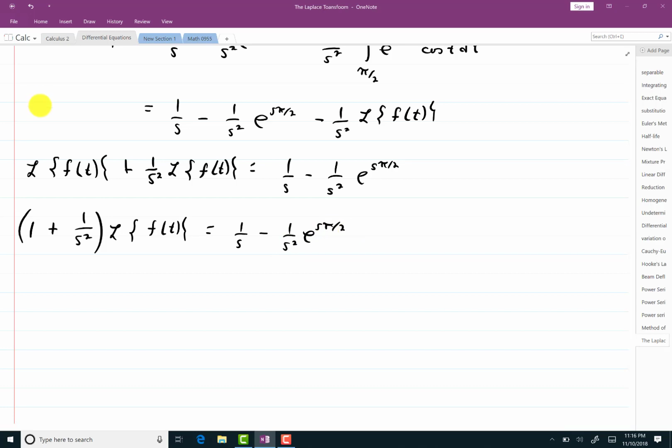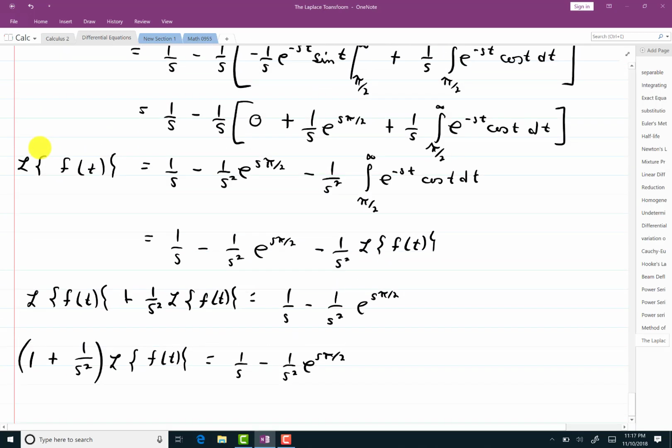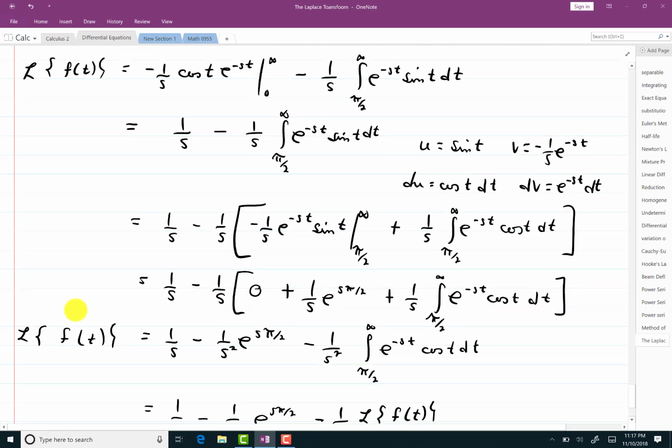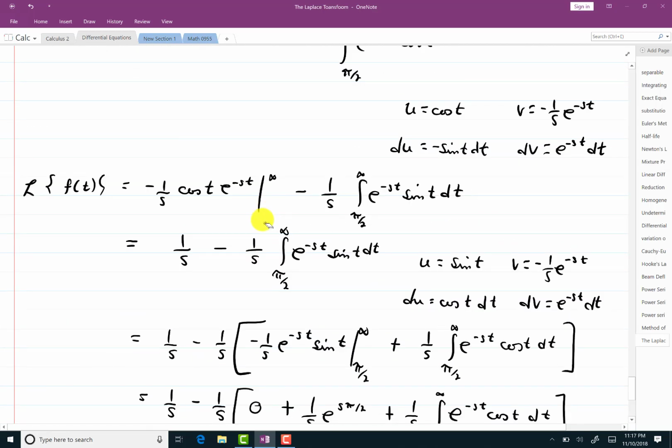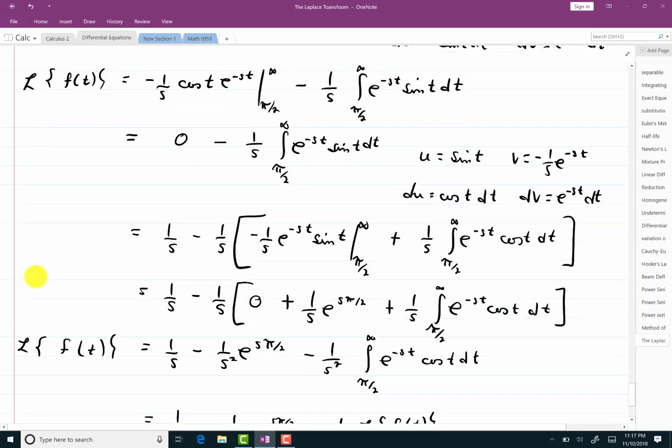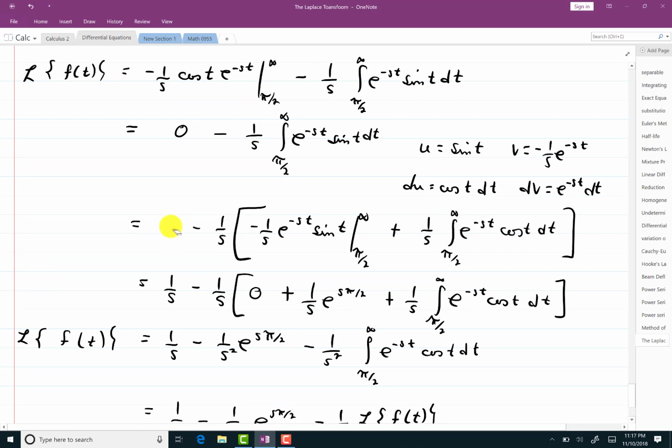Did I make a boo-boo? Before I go further, I did make a mistake. My problem was right here. That would have been a pi over 2. And so I was wrong that this was a 1 over s here. We'll go ahead and cancel it, because cosine of pi over 2 is 0. Let me go ahead and get rid of that. And I will fix my mistakes now, and we'll carry on. I'll just start erasing it for now.